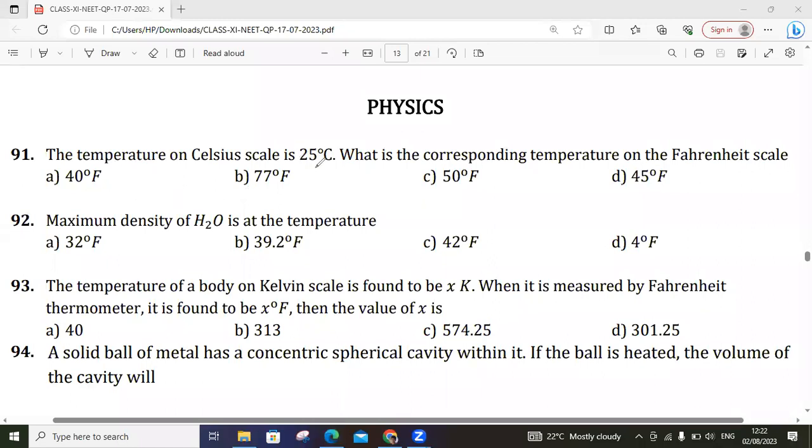The temperature on Celsius scale is 25 degrees Celsius. That is TC, correct? What is the corresponding temperature on Fahrenheit scale, TF? So we know TC over 100 is equal to (TF minus 32) over 180, that is, 9 by 5 TC is equal to TF minus 32. This we know. They're asking TF, TC they have given. So TC is 25. 5 fives are 25, 5 nines are 45, 45 plus 32 is 77.